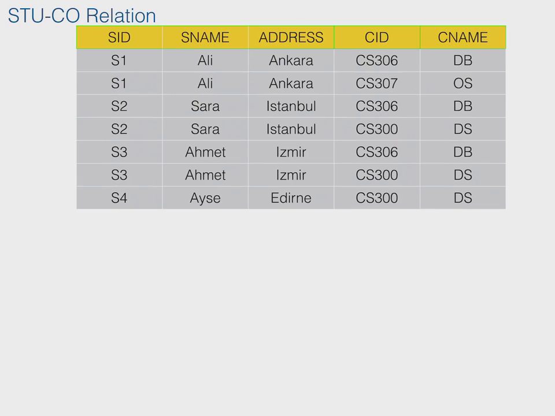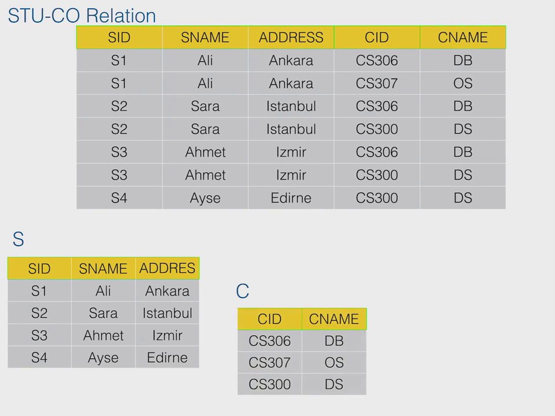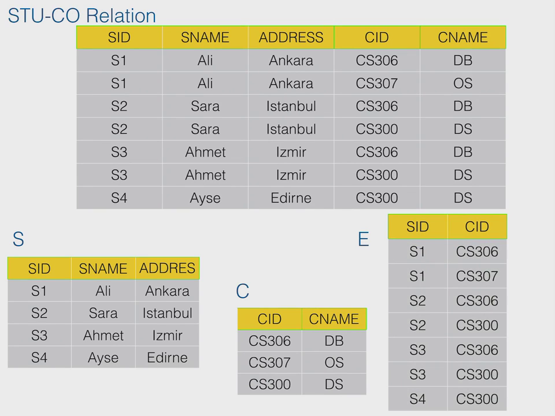The StuCo relation should be decomposed into 3 relations actually. The first relation captures the student information: student ID, student name, and address. The second relation captures the course information: course ID and course name. Plus we also need to store enrollment information, which student is enrolled in which course.